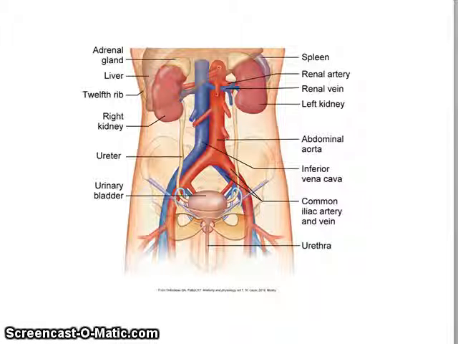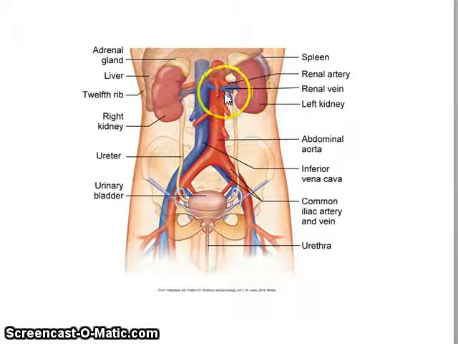The genitourinary system, the GU system, relating to the genital and urinary system. So it consists of two kidneys, two ureters, which are the tubes, one bladder, and one urethra. The kidneys are considered retroperitoneal.